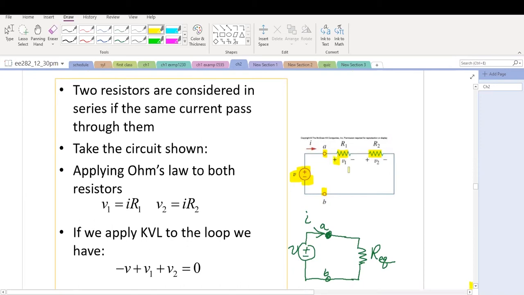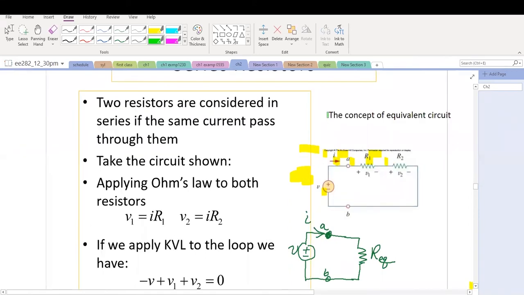The voltage on R1 is V1, marked with a positive sign and a negative sign here, and voltage V2. With the current going in this direction and voltage marked this way, the sign convention is followed.